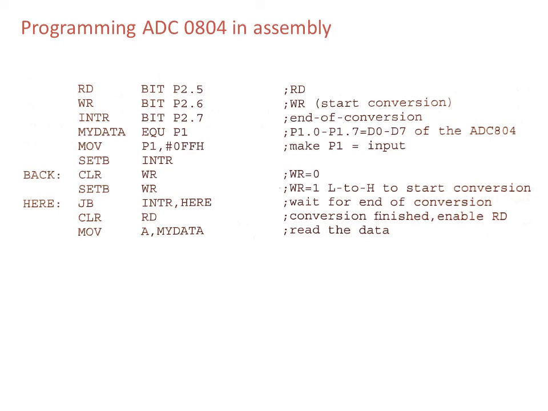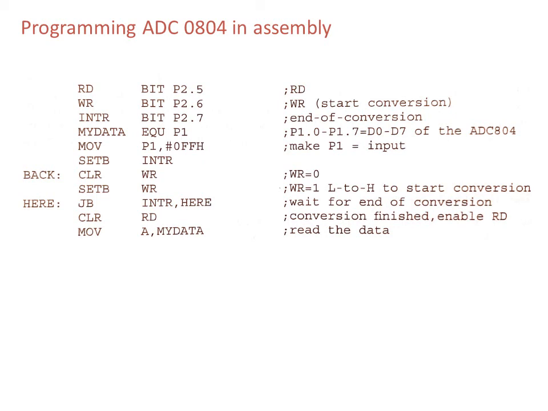Then the next instruction is SETB INTR, that is set bit interrupt. That means we need to set the port 2.7 bit, P2.7. So for that we use the instruction SETB INTR. The next instruction is CLR WR, that is clear the write pin, that means clear port 2.6. The next instruction is SETB WR, set bit WR. So that means again we need to set the port 2.6 bit.